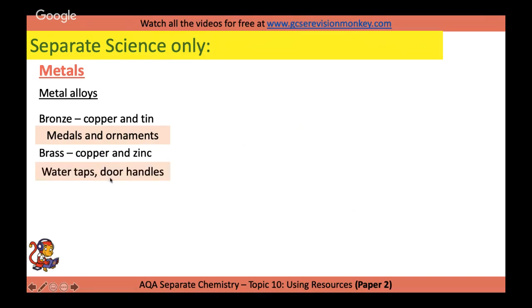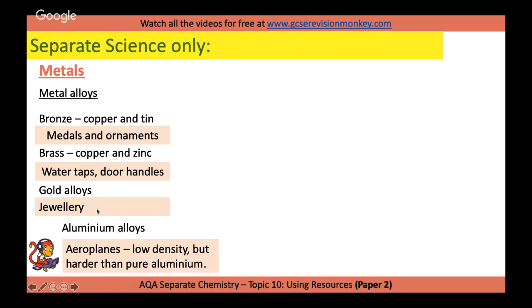Okay, moving on to metal alloys then. Something that you have to remember off by heart. You have to remember bronze is an alloy of copper and tin, and you might be asked for uses. They're used as medals and ornaments. Brass is copper and zinc, which is used for things like water taps and door handles. You can have gold alloys, which might be a mixture of gold and perhaps cheaper metals to make the jewellery a little bit cheaper, and they're used in jewellery.